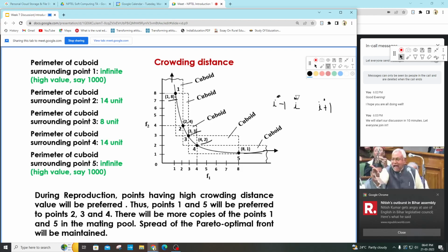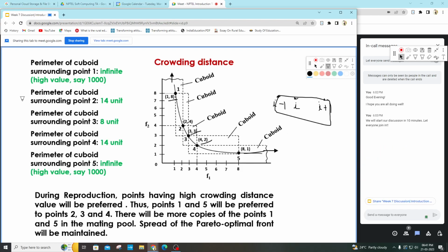So if we have to find out the crowding distance of I, what we have to do is we just draw a rectangle that is surrounding the point I. So I is surrounded by 2 points, I plus 1 and I minus 1, and we will be drawing a rectangle and finding the perimeter to find the crowding distance. But the problem with this first point is that you can see there is no other point here, right? We cannot see a point here.